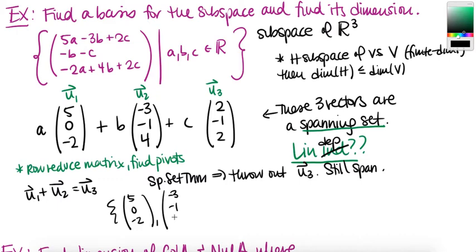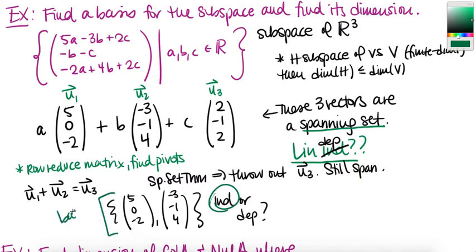Now we want to check whether U1 and U2 are independent or dependent. When you just have 2 vectors, you can examine whether one is a scalar multiple of the other. To get from -1 to 0, you'd have to scale by 0, but the other entries aren't scaled by 0. So yes, they are linearly independent. This set of 2 is a basis. So what is the dimension of this subspace? The dimension is the size of a basis, so the dimension is 2.